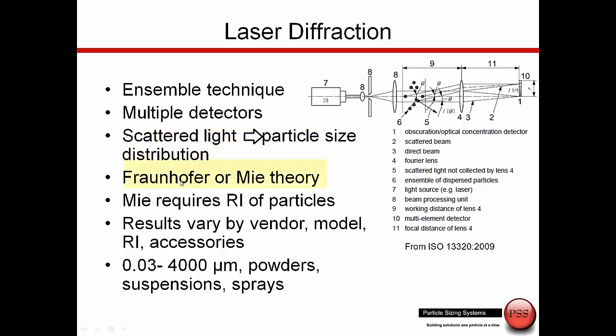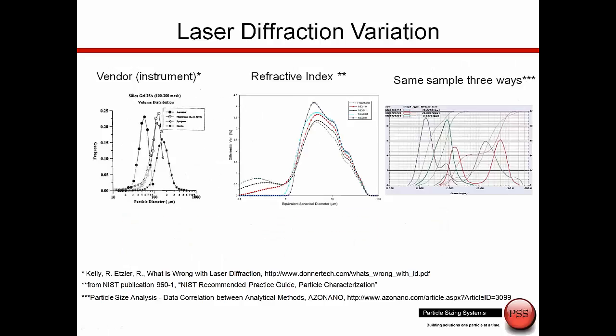There are various algorithms we could use, Fraunhofer or the more complete Mie theory, which requires knowing the refractive index of the particles. And this is a quick, easy technique which has a broad dynamic range. It can be used on all kinds of samples like powder, suspensions, and sprays. And it generates beautiful results a lot of the time, and other times results that are much more difficult to interpret. And these results will vary by the vendor, the model, the refractive index. So a quick, easy tool, but again, some challenges in the data interpretation.